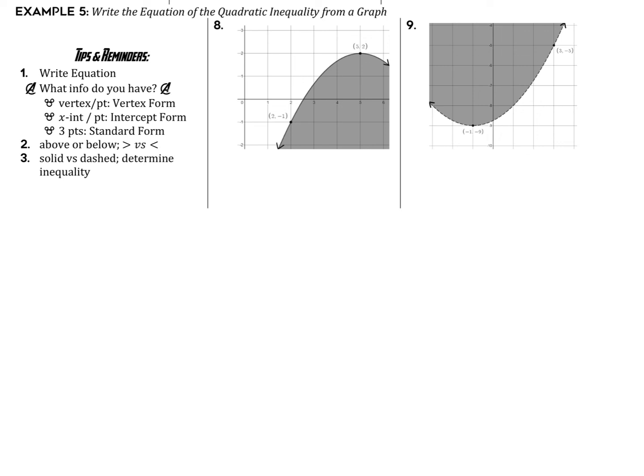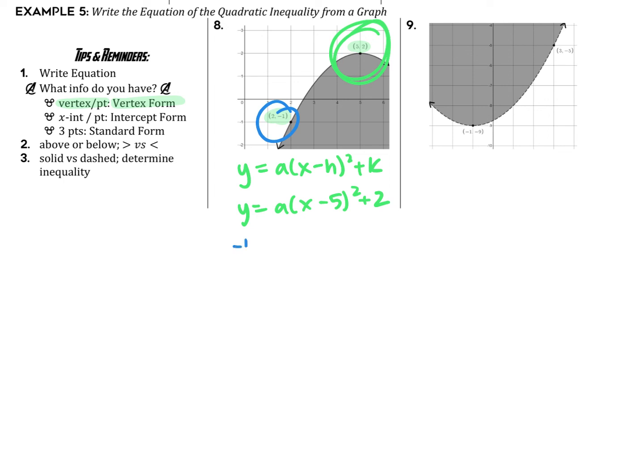So if you have the vertex and a point, like we do here, the vertex and any point, you're going to write it in vertex form. So let's actually just jump right into this problem. If we know the vertex and we know the point (2, -1), we can go ahead and write this in vertex form. So I'm going to write what vertex form is. I'm going to plug in the vertex first. The vertex is this point, so that's going to get plugged in for h and k. And then I'm going to plug this point in for x and y so that I can solve for a.